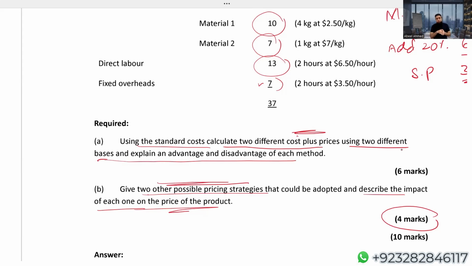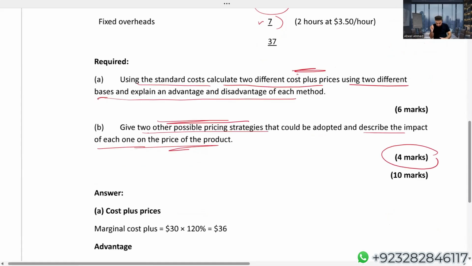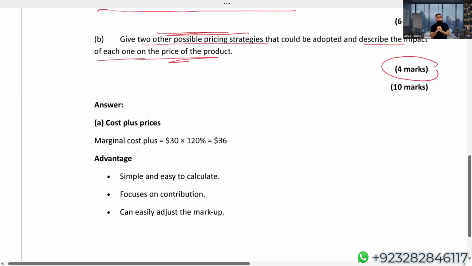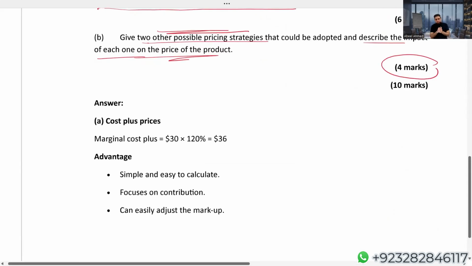So students, that is all about this question. You can find the answer. I've given the answer here, question 36 as well. So the point is, you can see the answer on Study Hub as well.